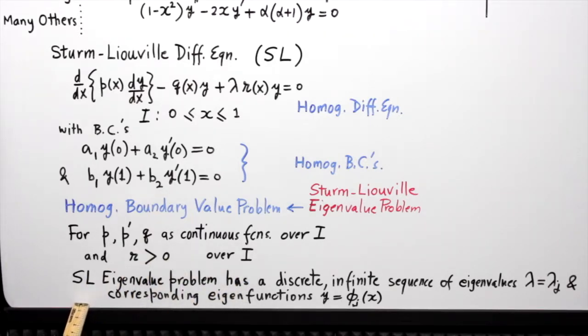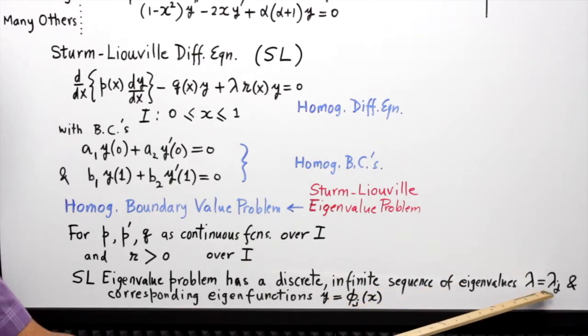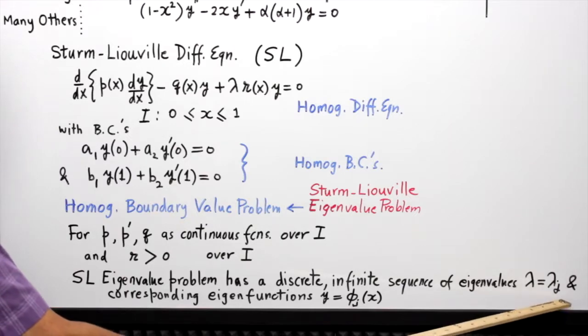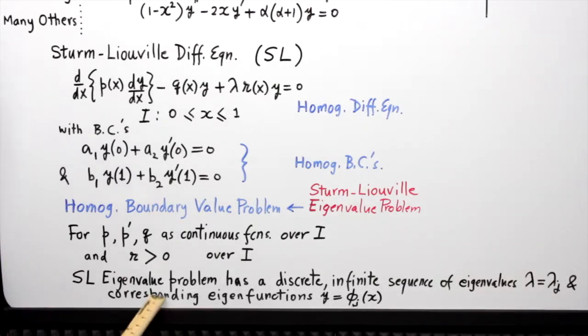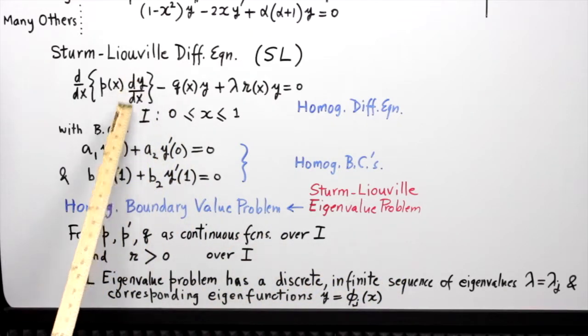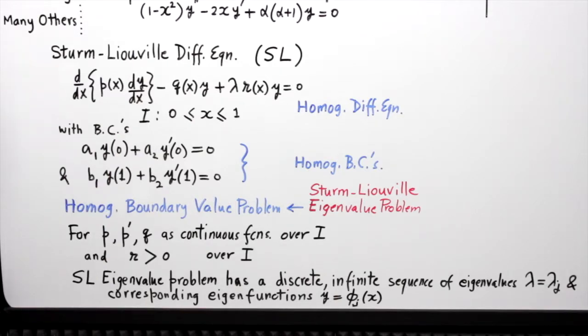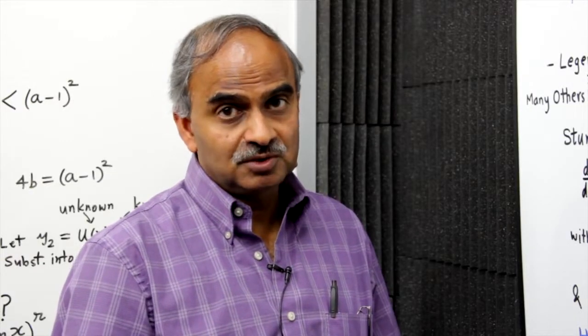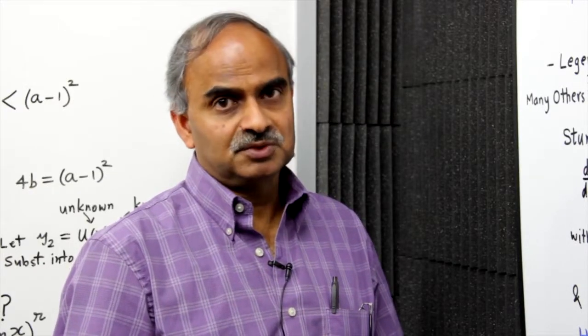then one can rigorously show that the Sturm-Liouville eigenvalue problem has a discrete infinite sequence of eigenvalues. We can denote those eigenvalues as lambda equals lambda_j. There is a sequence of such eigenvalues and the corresponding eigenfunctions y equals phi_j, which solve the original homogeneous differential equation with the boundary conditions. And so this set of eigenvalues and eigenfunctions becomes extremely useful in solving a variety of problems, as we will illustrate.